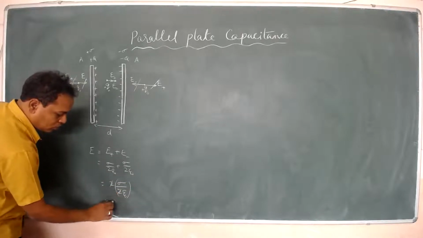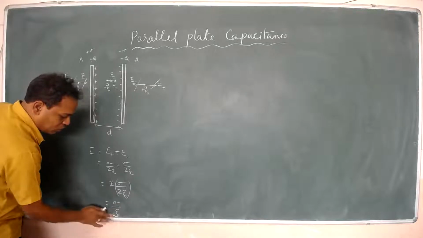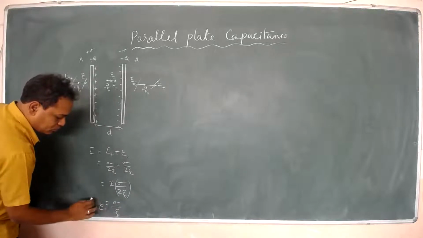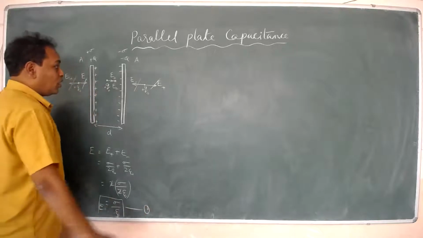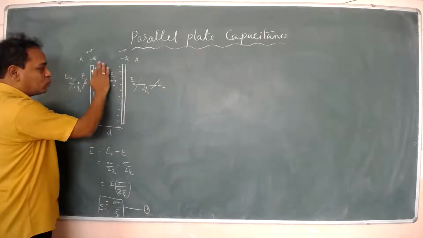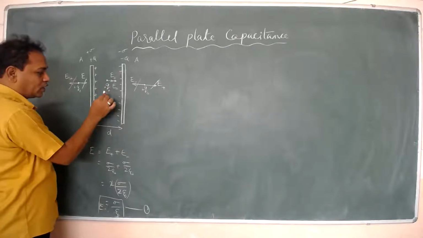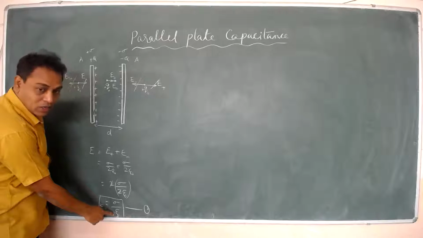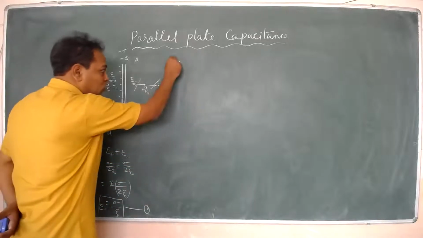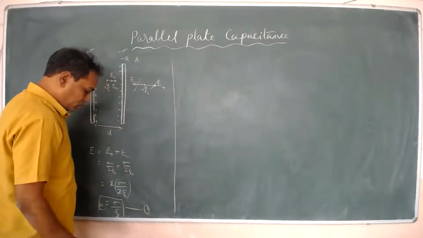Therefore, E is equal to sigma by epsilon naught. Say this as equation 1. So the electric field between the two plates at any point is E equal to sigma by epsilon naught. We know this formula.